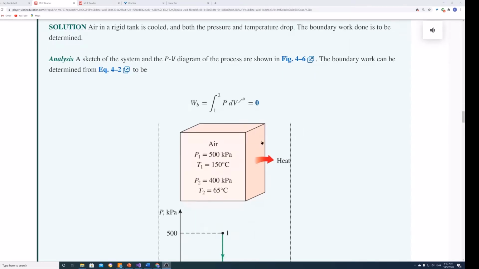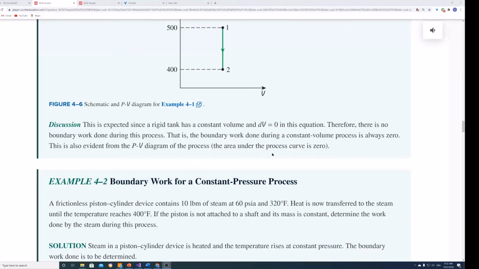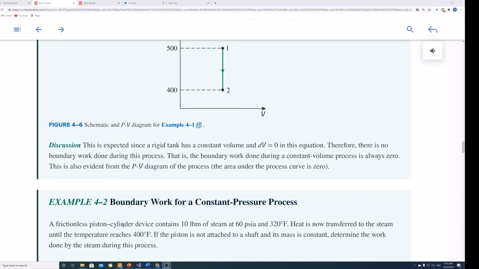Okay. And if we take a look at the second one, I'm just pulling it up and showing it to you, and thinking about the solution before I actually start talking about it. Okay, so just looking at this, we have a piston cylinder, 10 pounds mass of steam at 60 psi. Then you have it at a certain temperature. Now heat's added to the system and it goes to 400 degrees F. It says that the piston is not attached to the shaft and its mass is constant. Determine the work done by the steam during the process.